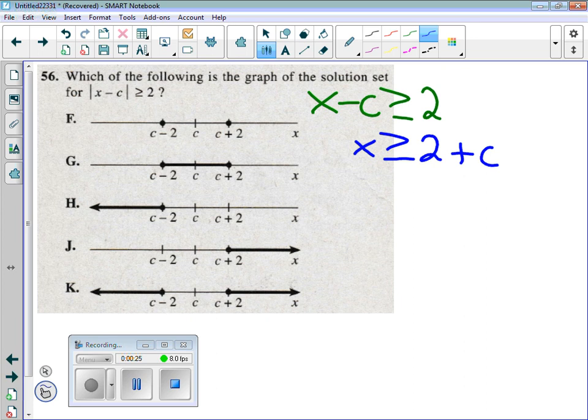So if x is greater than that, that would mean it has to be going to the right. So that could be this one, or it could be choice K. So F, G, and H are not an option because I have to be bigger than 2 plus c.